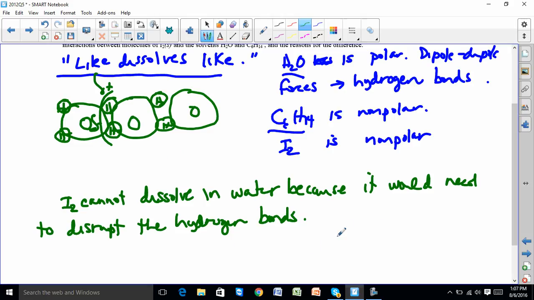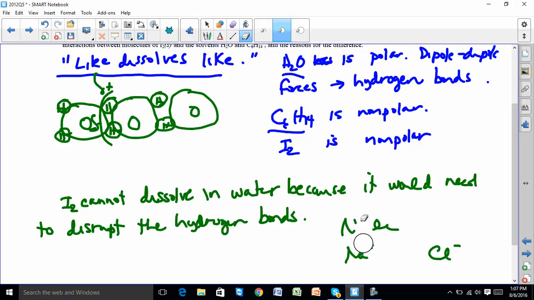For instance, when you put sodium chloride in water, it dissociates into sodium and chloride ions. The sodium ions are surrounded on all sides by the negative side of the water molecule, and the chloride ions are surrounded by the positive side, and they become evenly dispersed, and that's what dissolving is. But you can't disrupt this. So that just doesn't happen.